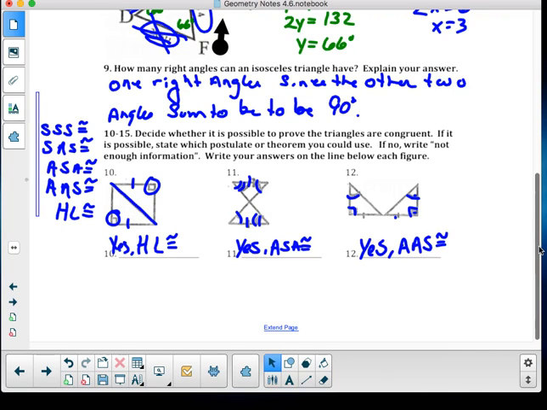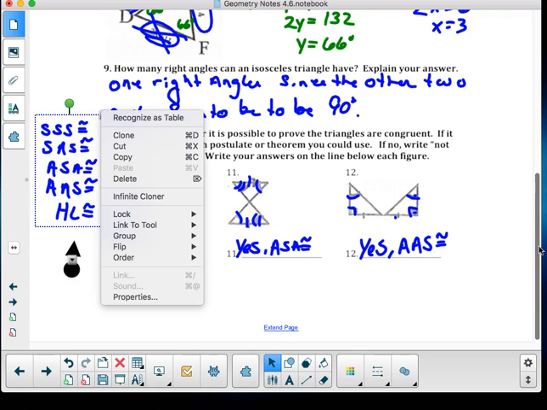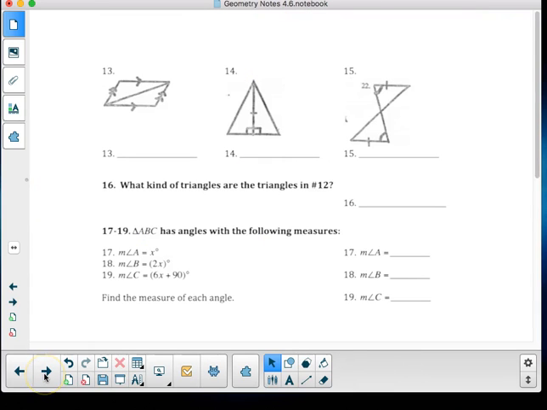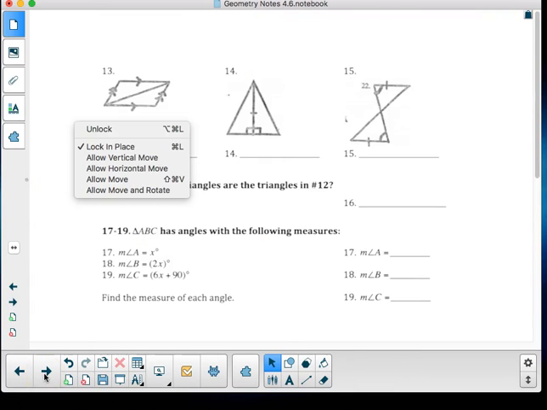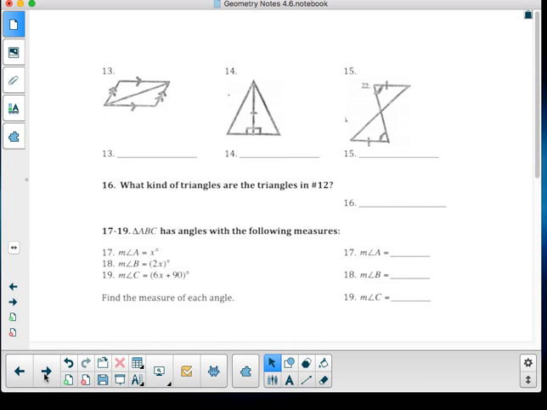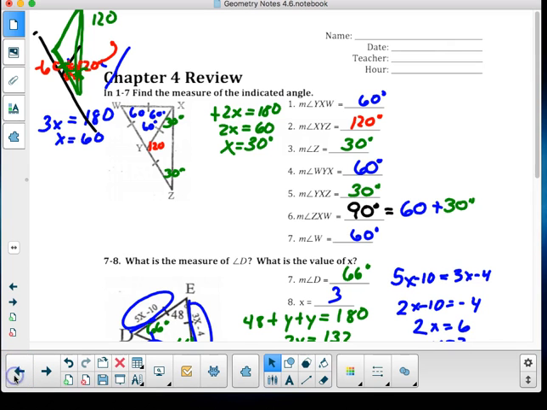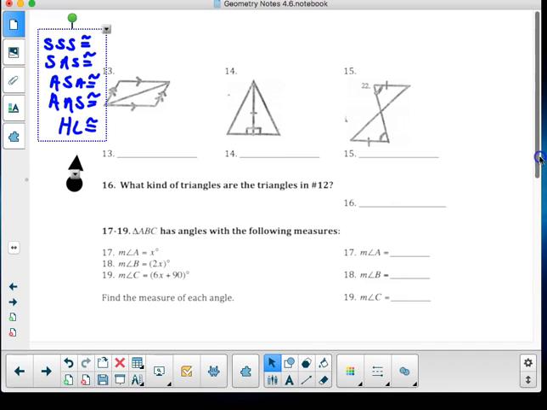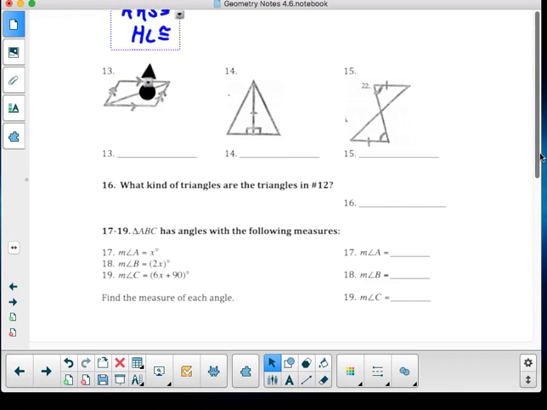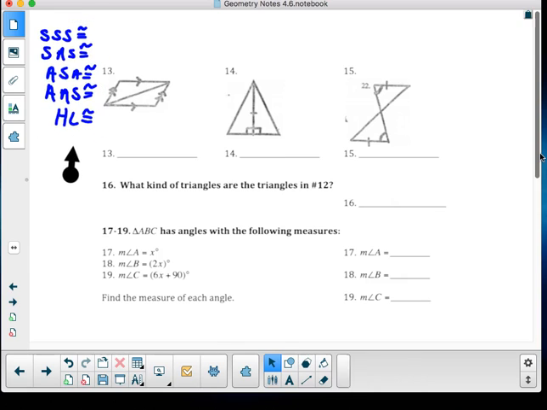Now I'm going to bring these bad boys along to my next one, and actually I'm going to bring my pointer along too. So I'm going to bring these to my next page. Okay, now that I got those back in there, I'm looking at problem 13, okay?